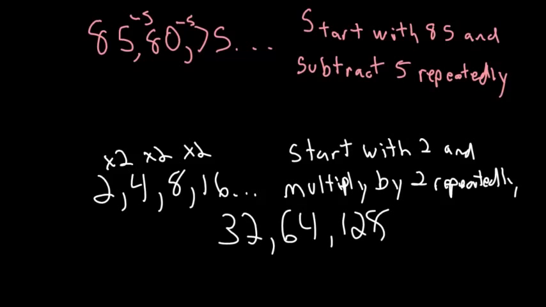On the top one, I didn't do it, so let's keep going. So 75 minus 5 would be 70, then 65, and then 60. So that's how you determine the pattern, write a rule, and find the next 3 terms.